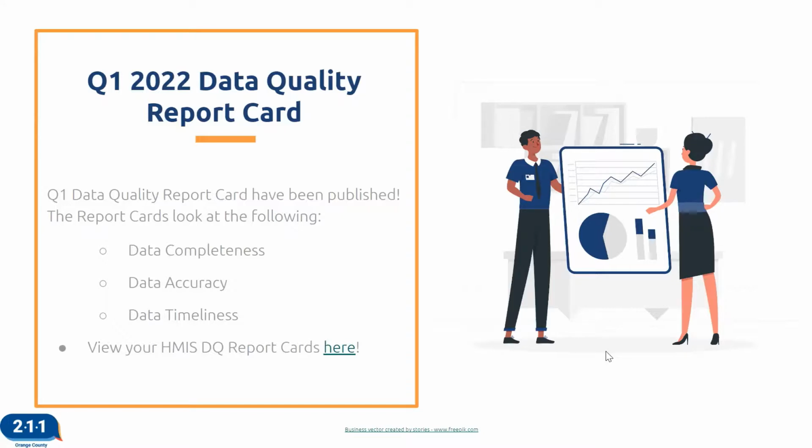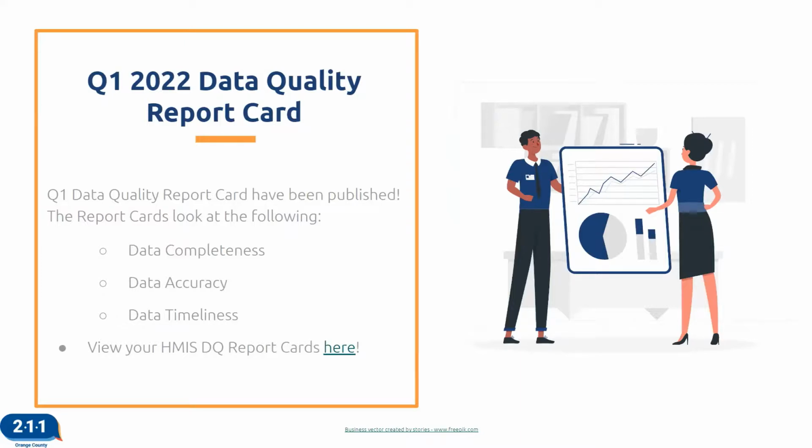Can everyone hear me? Yes. Okay, perfect. So Q1 of this year's data quality report cards have been published. The report cards go over three things. The first one being the data completeness. Second is data accuracy. And last but not least, we have data timeliness.